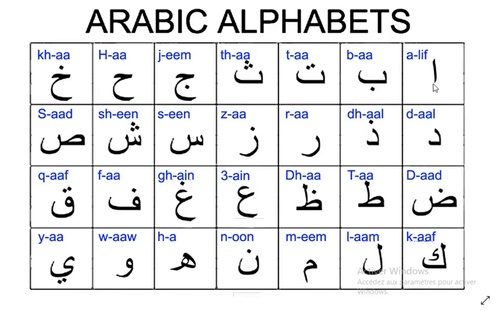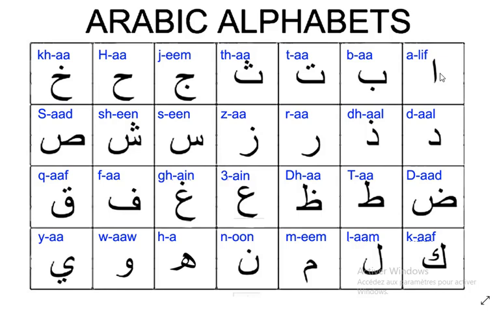So the first letter is Alif. And by the way, Arabic is written from right to left. So you guys are going to see me start from the right to the left, because that's how you write in Arabic. So the first letter in the alphabet is Alif. This is the name of the letter. The sound is A.